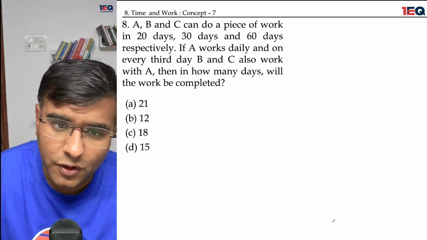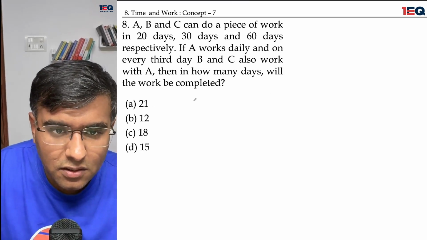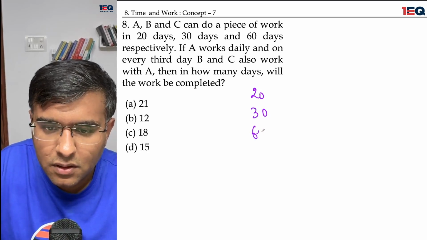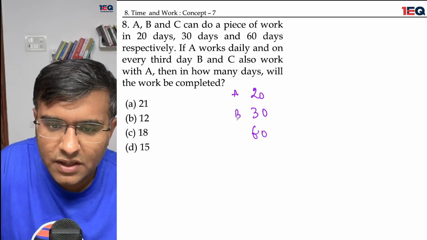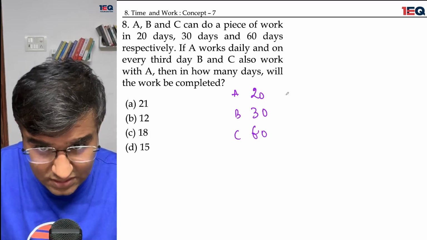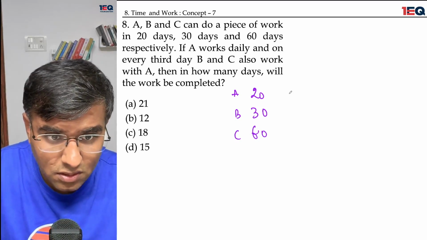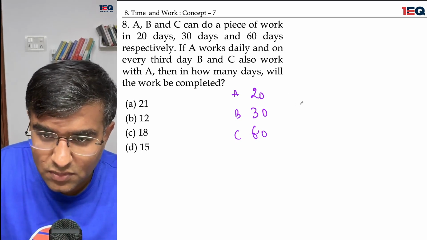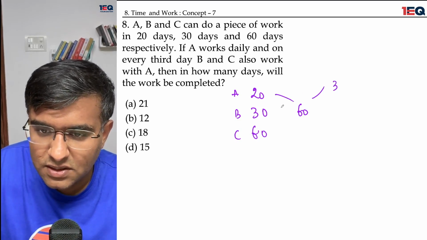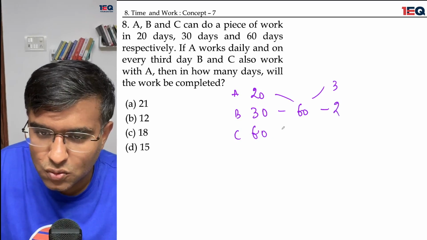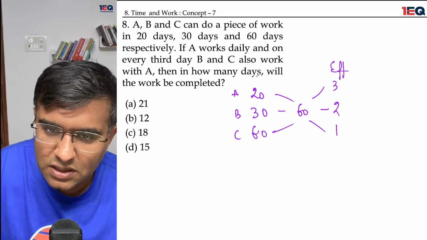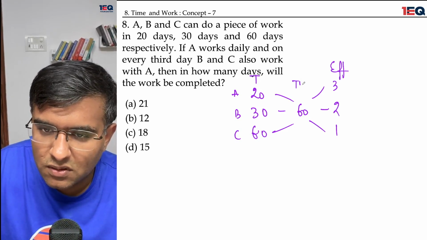Right? I'll move on. Again, they are working together. I have 20, I have 30, I have 60. Okay? I have A, B, and C. A works daily, and every third day B and C come. I'll quickly write the LCM. LCM is 60. 60 divided by 20 is 3. 60 divided by 30 is 2. And 60 divided by 60 is 1. These are the efficiencies. These are the times. This is the total work.